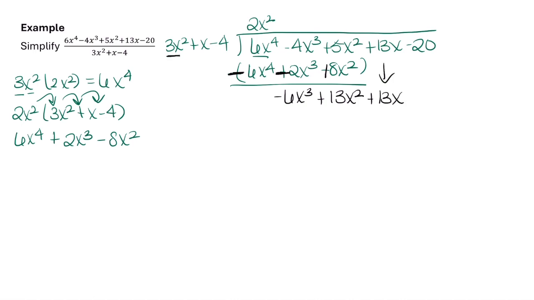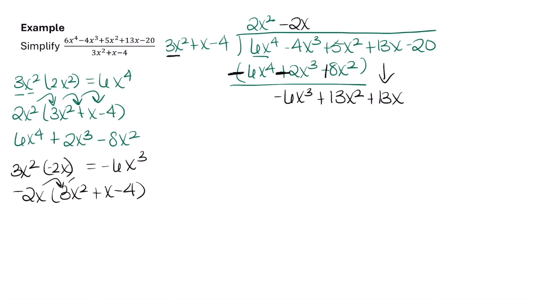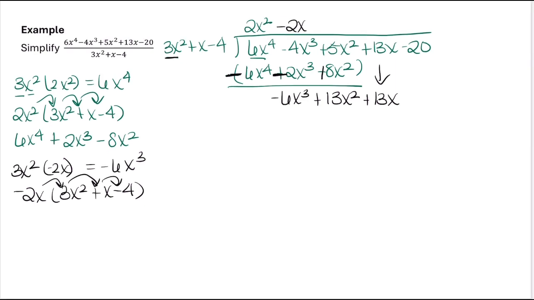Now I have to figure out 3x squared times what is equal to negative 6x cubed. 3 times negative 2 is negative 6. x squared times x is equal to x cubed. So I write minus 2x up here. And then I do minus 2x times 3x squared plus x minus 4. And then I'm going to go ahead and distribute. And I have minus 6x cubed minus 2x squared plus 8x. And then I go ahead and write that here. So I have minus 6x cubed minus 2x squared plus 8x.